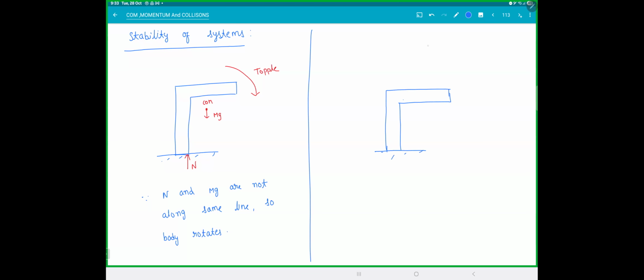but this time I put a big block also on top of it. Do you agree I can keep this at rest? If I arrange it properly, I can keep this at rest. The reason is, when you take this center of mass and this center of mass, now the center of mass of the system will come somewhere here. So this gravity will actually pass through the line.